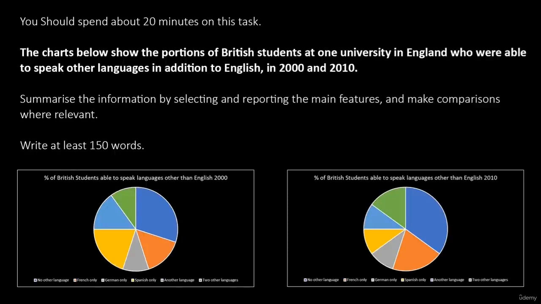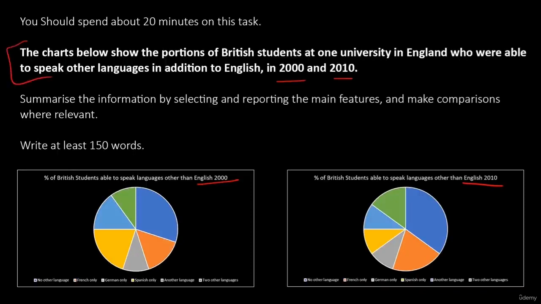You might get two pie charts in a single question. You might get a single pie chart. Generally you get two. The chart below shows the portion of British students at one university in England who were able to speak other languages in addition to English in 2000 as well as 2010. We have 2000 here and 2010 here. That means the two pie charts are separate. They have different information. All you have to do is gain that information from the image plus the question.